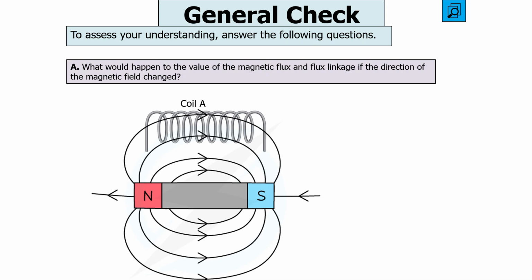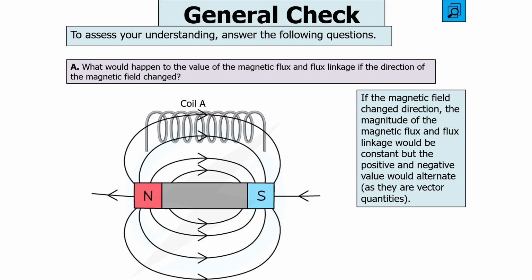What would happen to the value of the magnetic flux and flux linkage if the direction of the magnetic field changed? If the magnetic field changed direction, the magnitude of the magnetic flux and flux linkage would be constant, but positive and negative values would alternate as they are vector quantities.